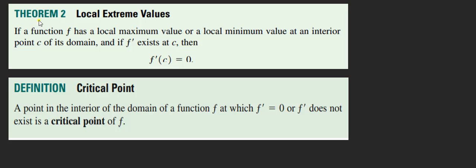And theorem 2 says, local extreme values: if a function f has a local maximum value or a local minimum value at an interior point c of its domain, and if f prime exists at c, then f prime of c has to equal 0. And this value c, we call it a critical point. A point in the interior of the domain of function f at which f prime equals 0 or f prime does not exist is a critical point of f. And we're going to look at some examples.